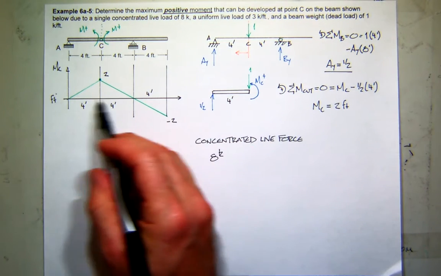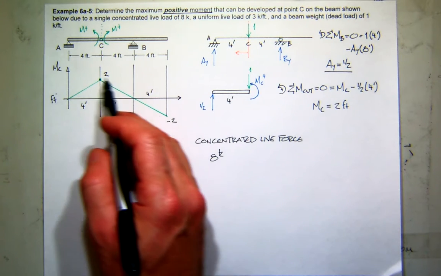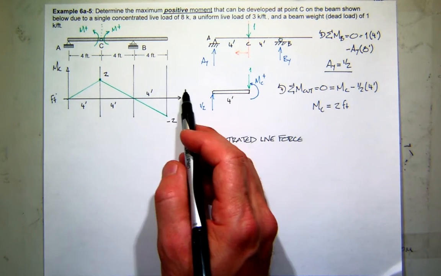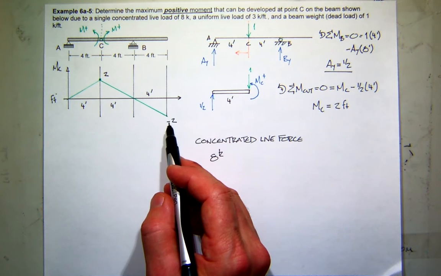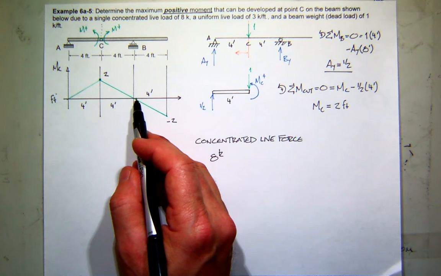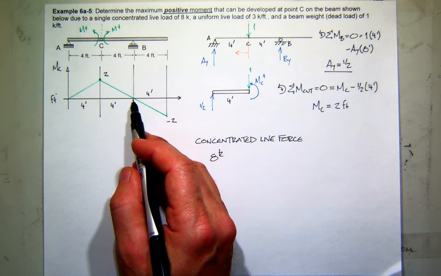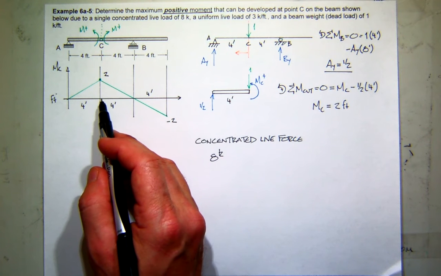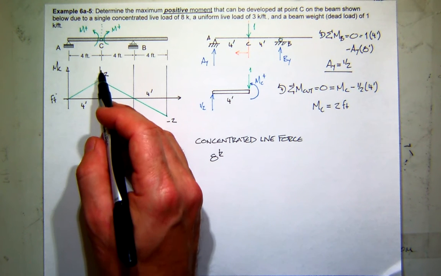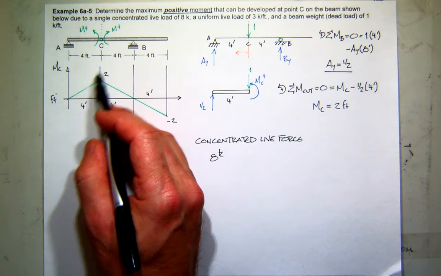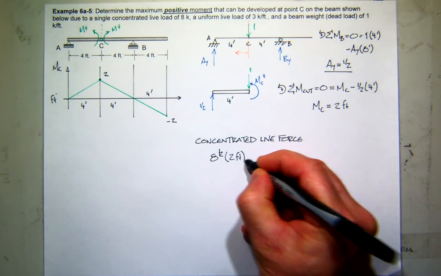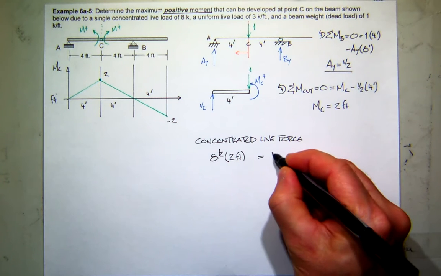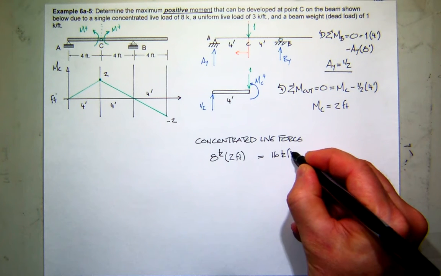So where should my 8 kip force be that I create the maximum moment at C? Should it be here? Well, that would be a maximum negative value, right? Should it be here? No, that creates no moment. So it should be here. That's the maximum value. What is the maximum value? 2 feet. So I'll multiply it by 2 feet. So this moment is equal to what? 16 kip feet.